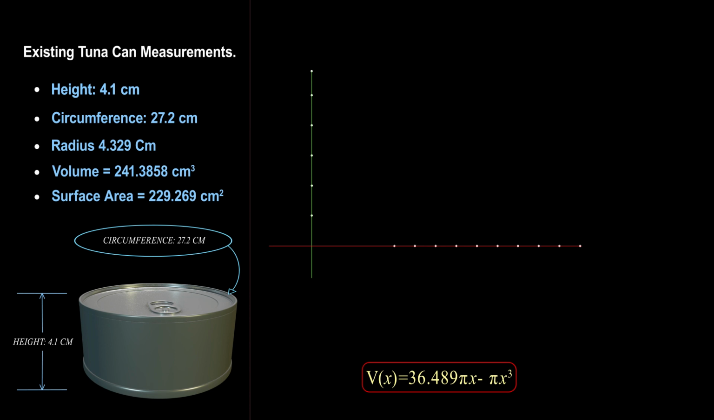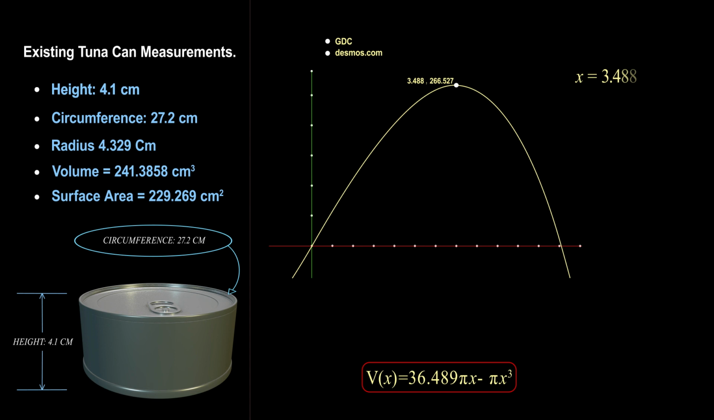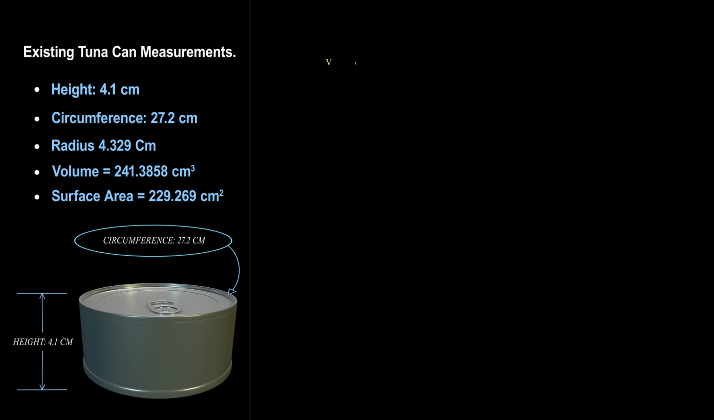Let's look at the graph of the volume equation, which you can get on your graphing display calculator or on Desmos.com. The graph has a maximum value at x equals 3.488 with a y value of 266.527. This means that with a radius of 3.488 centimeters, the volume of the tuna can be increased to 266.527 centimeters cubed. Now let's try and get these results algebraically using the equations we obtained earlier.